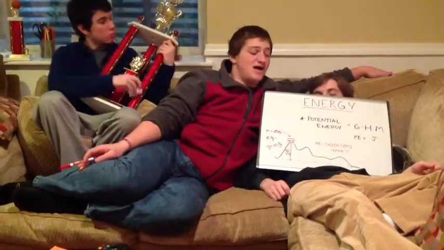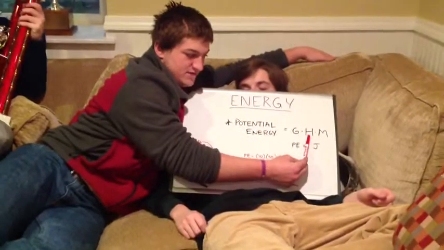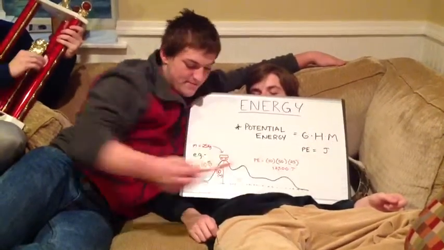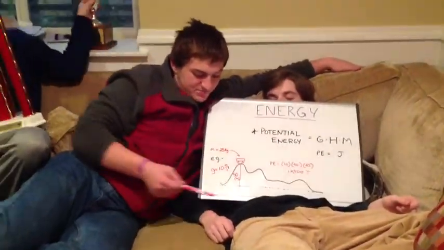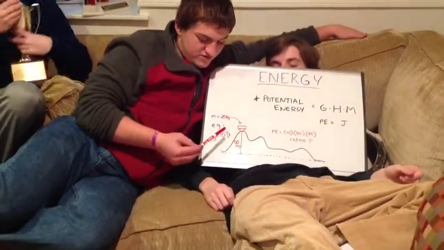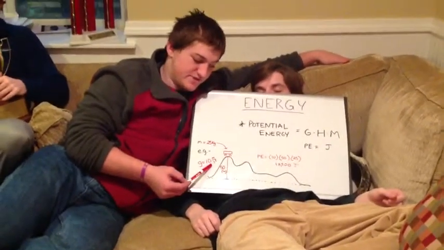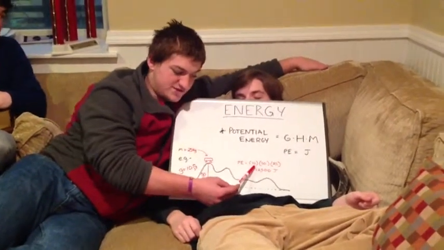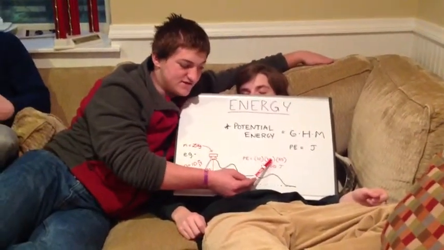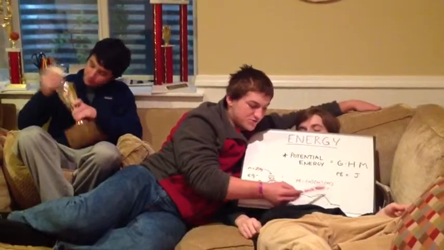Potential energy is the energy acting upon an object when it has height. Therefore, the equation is gravity times height times mass, or GHM. So, in our example, we drew a roller coaster. When the roller coaster, which has a mass of 25 kilograms, is at a height of 50 meters, gravity is obviously 10 meters per second squared, the potential energy will be 10, gravity, times 50, height, times 25, the mass. And it gives you a potential energy of 12,500 joules.